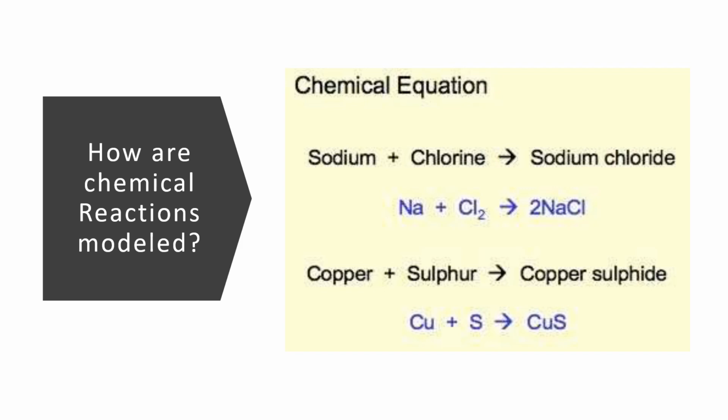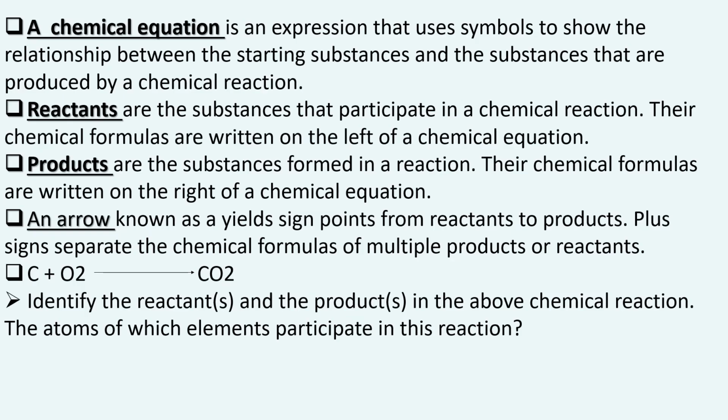So, we have the chemical equation, the sodium and chlorine, to form 2NaCl. So we have Na and Cl2 and it forms 2NaCl. The copper and the sulfur, Cu plus S, and form what? Copper sulfide, CuS. And what is the chemical equation?